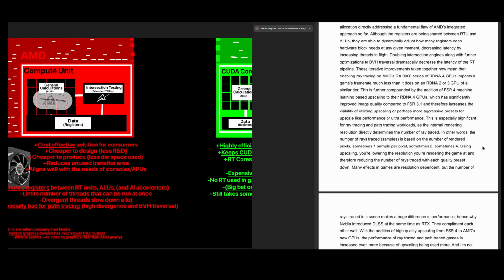So games trace a certain number of samples per pixel. It could be one sample per pixel or two or four. And using upscaling, you're able to lower the number of pixels that you're rendering, which is therefore also directly reducing the number of rays traced. And that goes down with each quality preset in upscaling.